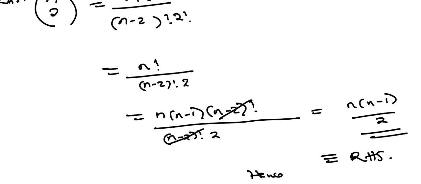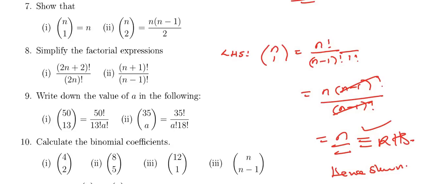So this is how we show proofs. When we pick the right hand side to be equal to the left or the left to be equal to the right, meaning you've shown your working. That's basically what you do whenever they say show. So this answers your number 7.